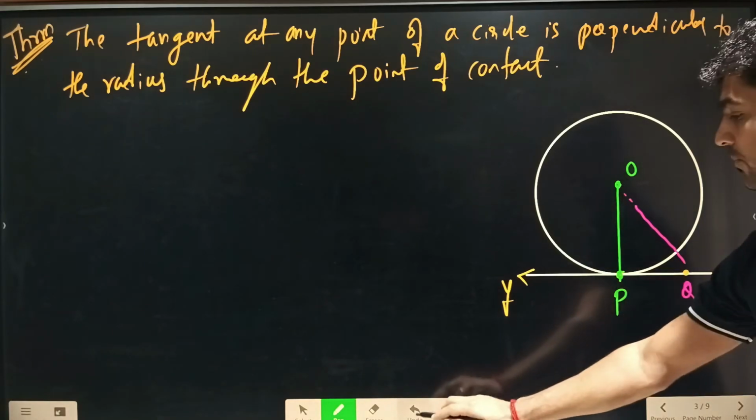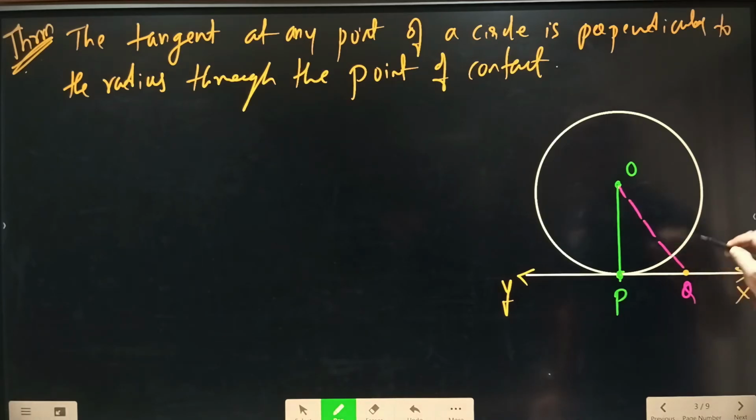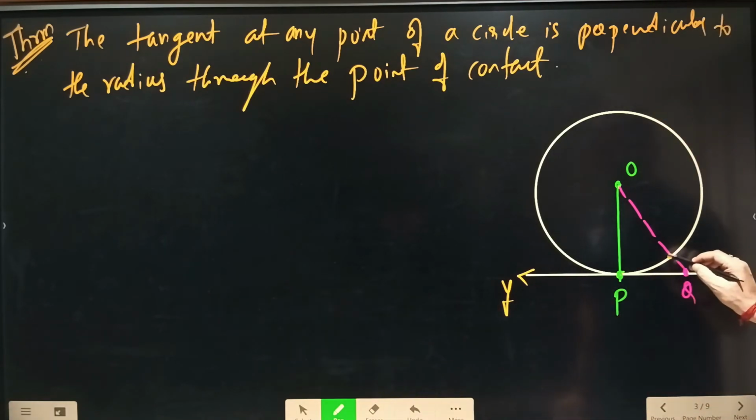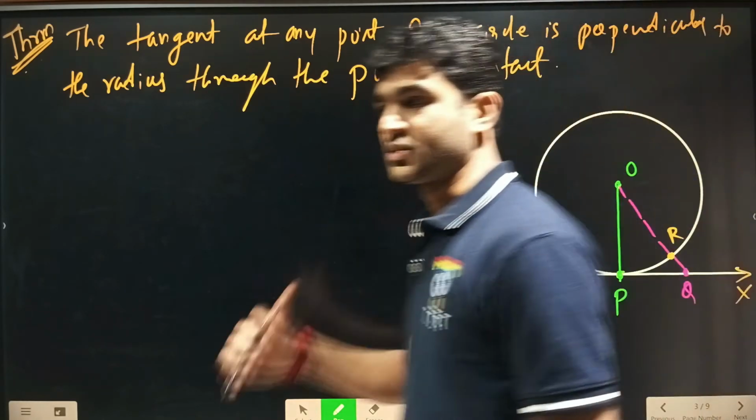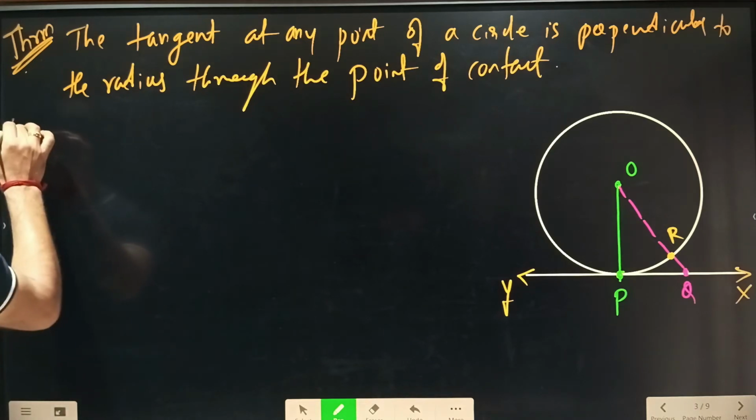Can you join it? If you join like that, what happens? It joins the point P from the center of the circle O, and let's take this point as R. So please draw the diagram first. Now in this case, dear students, a circle with a center O and tangent XY, here given.